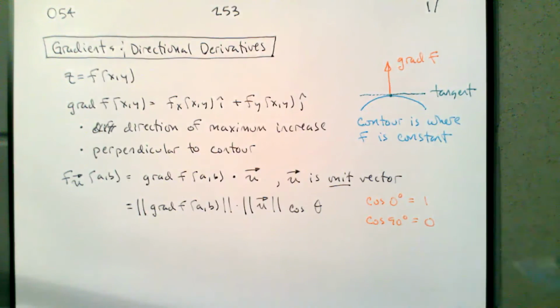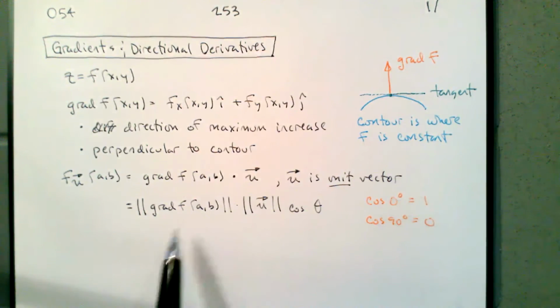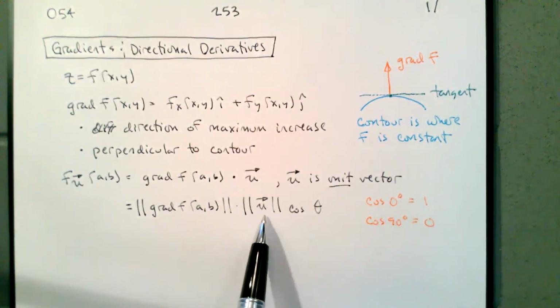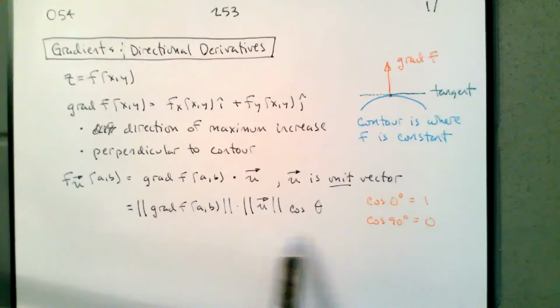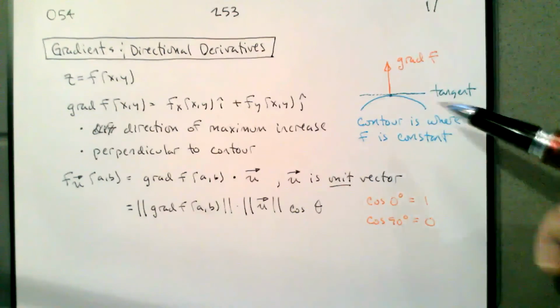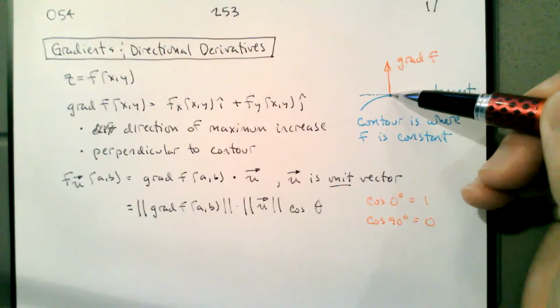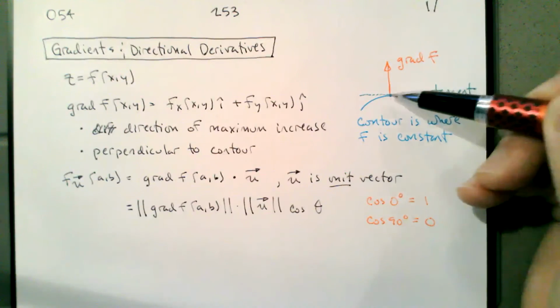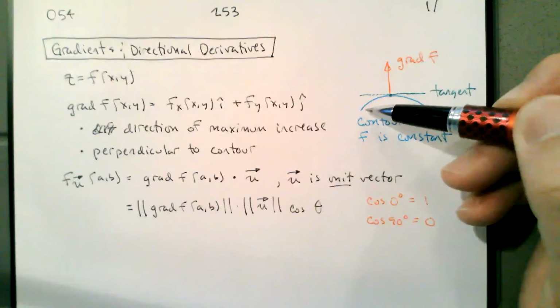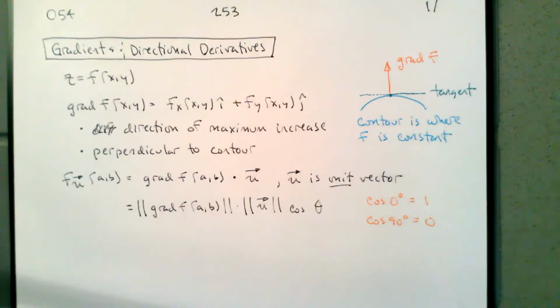So when the angle between the gradient and the direction is 0 degrees, that will give us the maximum value of the directional derivative. When the angle is 90 degrees, then the direction is perpendicular to the gradient. And we know that's the tangent. And along the contour, there's no change in the function. So the dot product is making double sense.